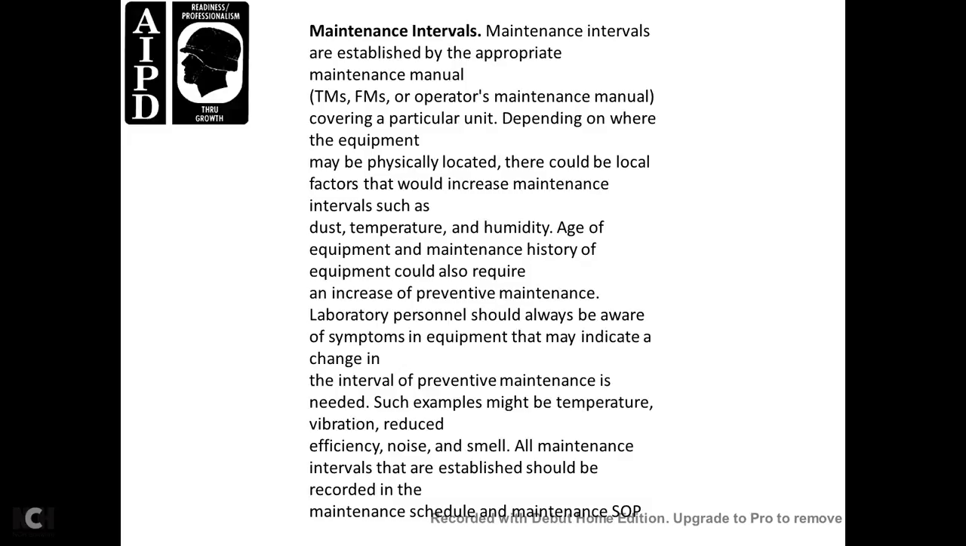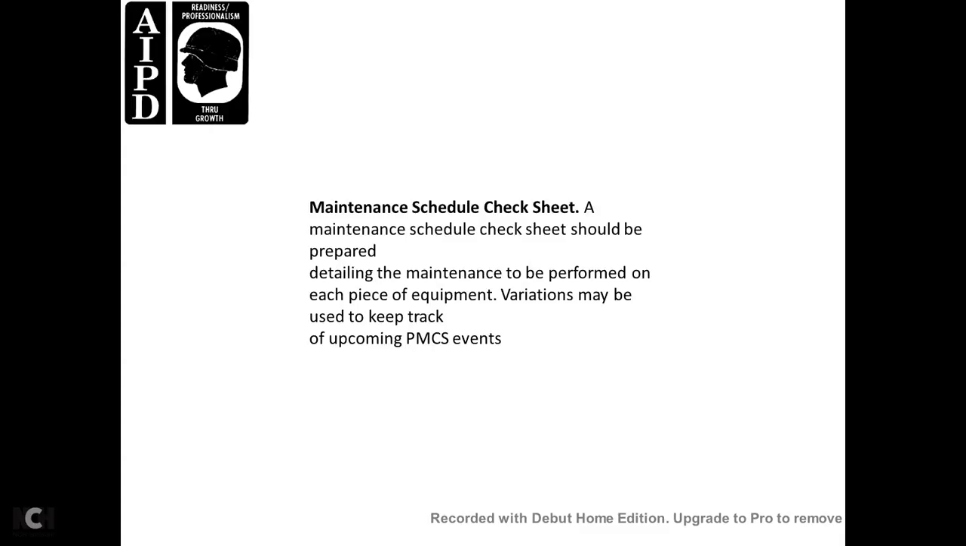There could be local factors that would increase the maintenance intervals, such as dust, temperature, humidity, age of the equipment, and maintenance history of the equipment, and they could require increased preventive maintenance. The laboratory personnel should always be aware of symptoms in the equipment indicating that a change of the preventive maintenance interval is needed. For example, there may be temperature, vibration, reduced efficiency, noise, and smell. All maintenance intervals should be established and recorded in the maintenance schedule and maintenance standard operating procedure.